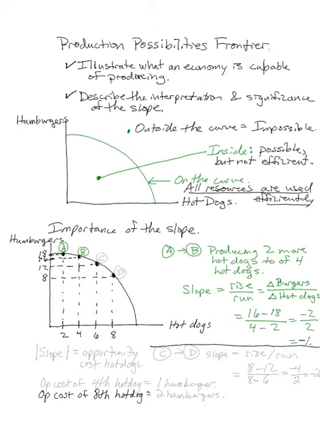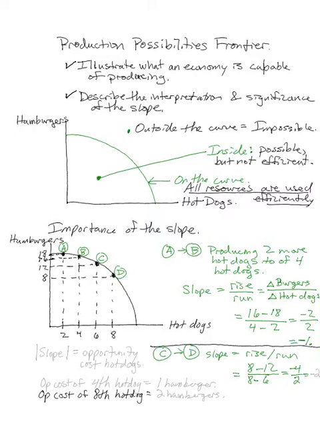Let's now figure out the slope moving from point C to point D. Again, the slope is rise over run. In this case, the rise is from 12 to 8, so 8 minus 12, and the run from point C to D is 8 minus 6. In this case, this is negative 4 divided by 2, which is negative 2.